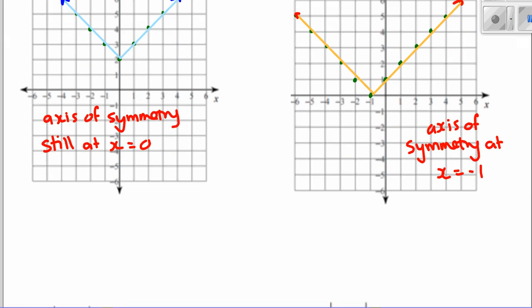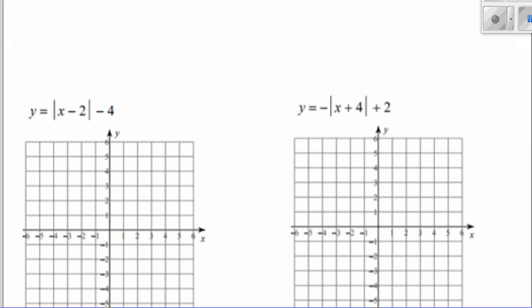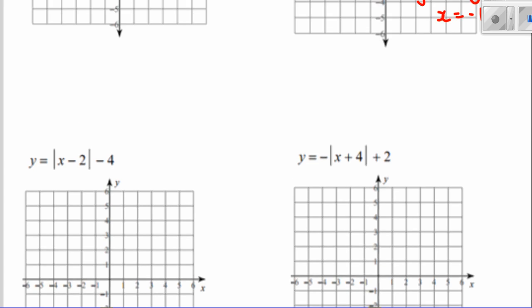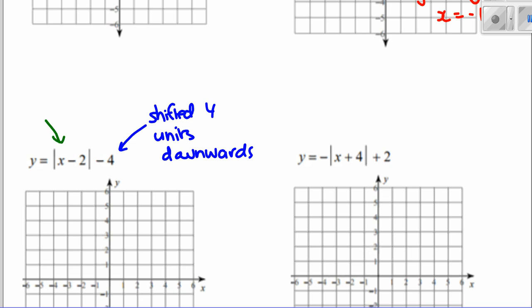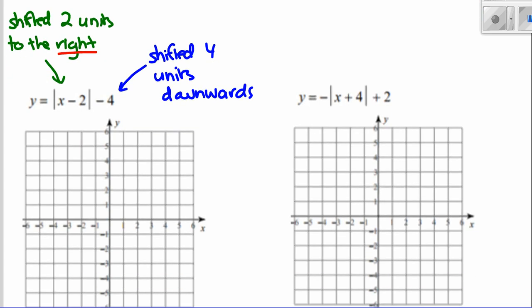This one's got a bit of a horizontal and a bit of a vertical shift. So you can say shifted 4 units downwards, because it follows the sign for the vertical shift, and for the horizontal shift it's the opposite sign. So shifted 2 units to the right, because if it's in the negative direction in x, it goes positive, so to the right. Shifted 4 units downwards and 2 units to the right.